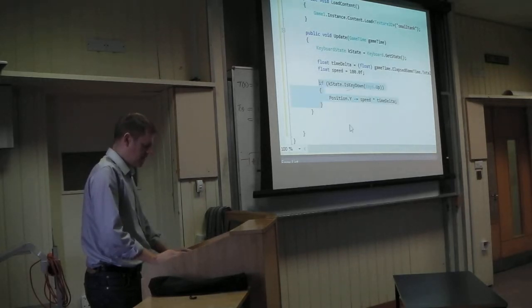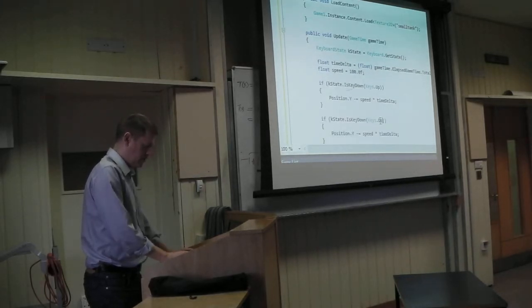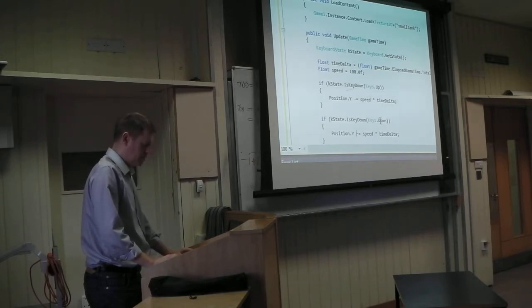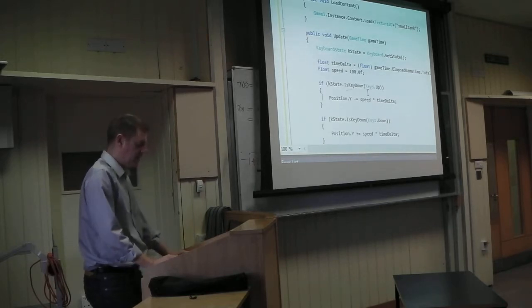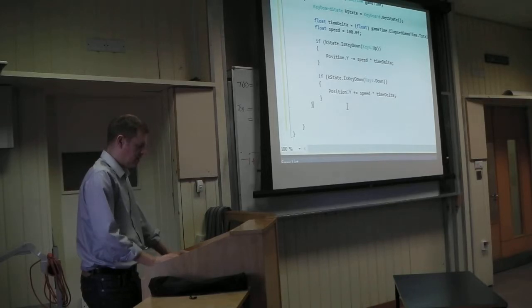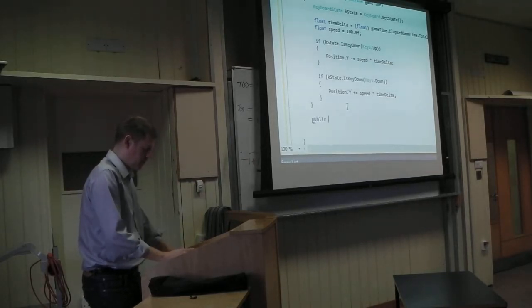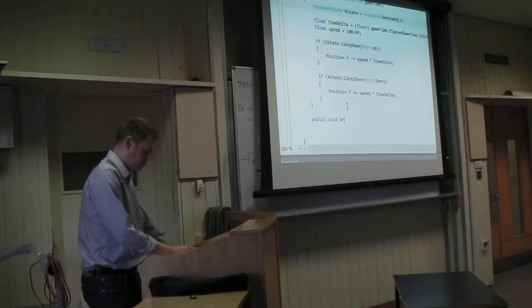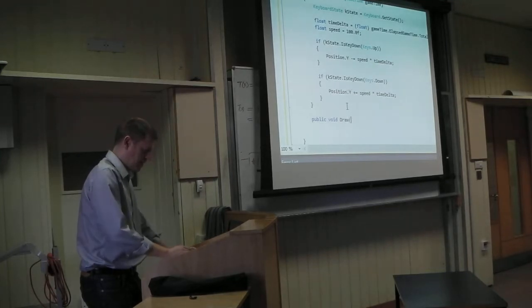And then let's do the same thing for the down arrow. So keys.Down. And then in this case we want to add something. So now we're moving up and down. And then the last thing, let's draw the sprite. And this also takes an instance of the game time.